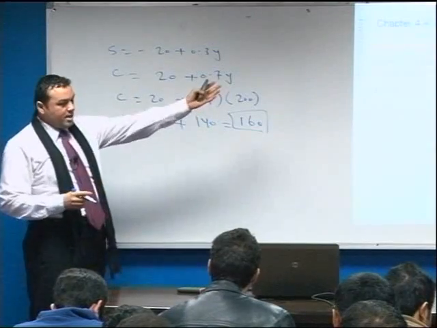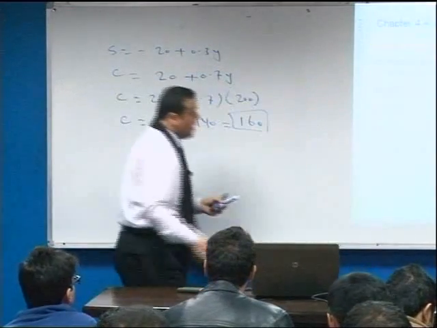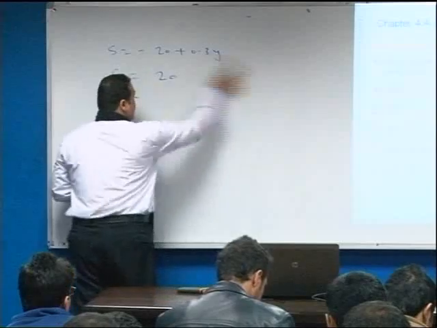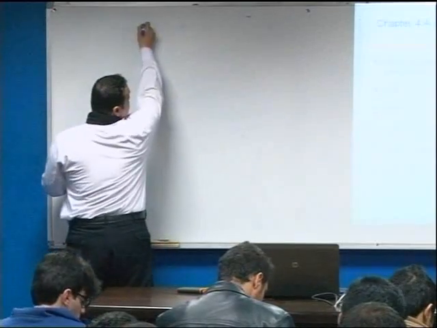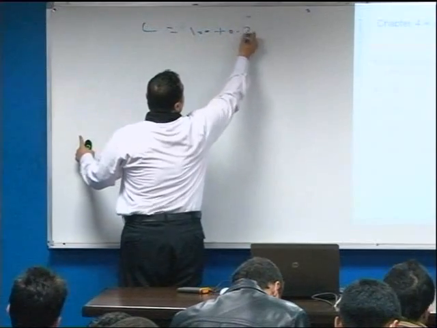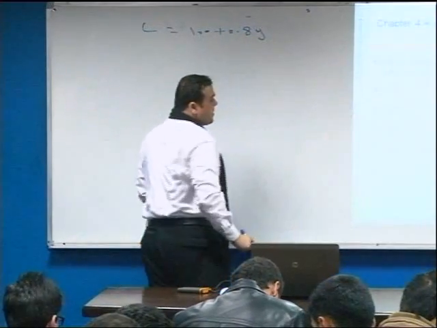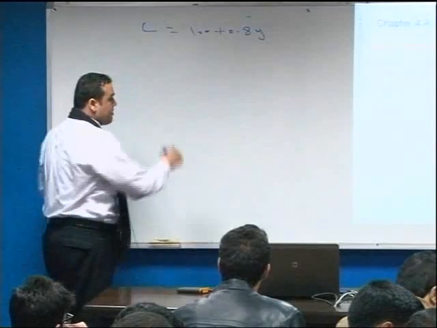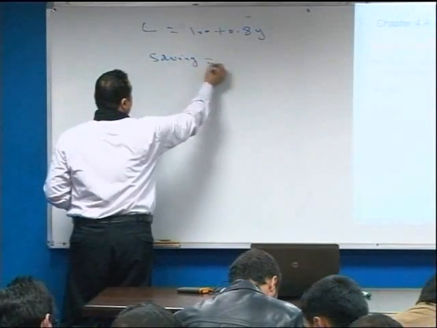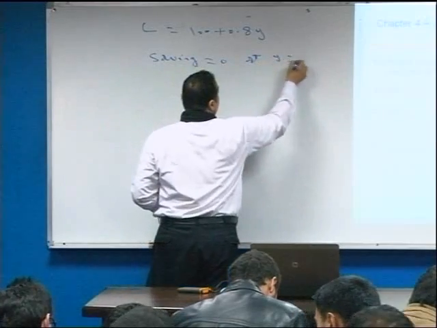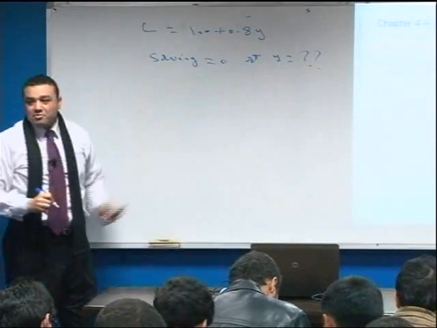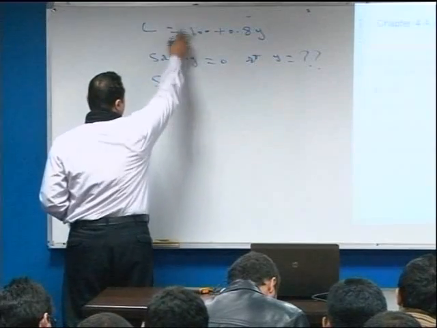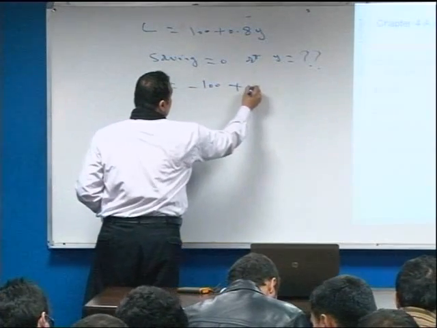Okay, let's go to this exercise, or this example. As you see, the consumption function, C equals how much? 100 plus 0.80Y. The saving equals 0 at an income level of how much? Saving equals 0 at Y equals how much? So we have to derive the saving function, right? So the saving function from this formula equals minus 100 plus 0.20Y.